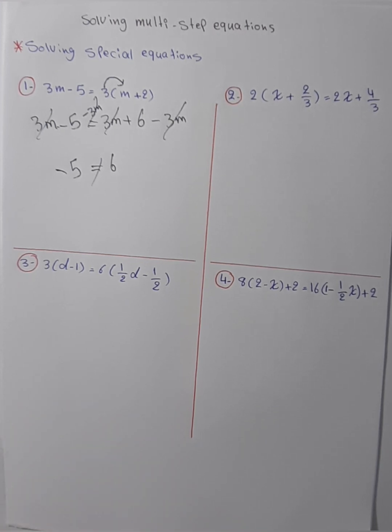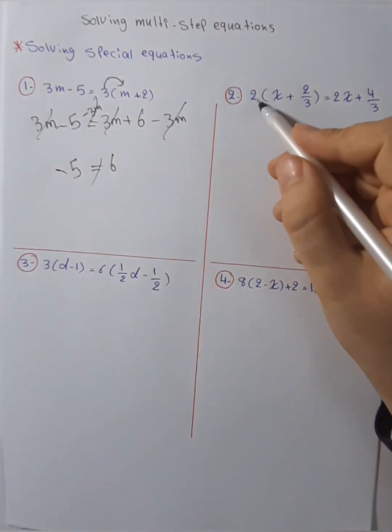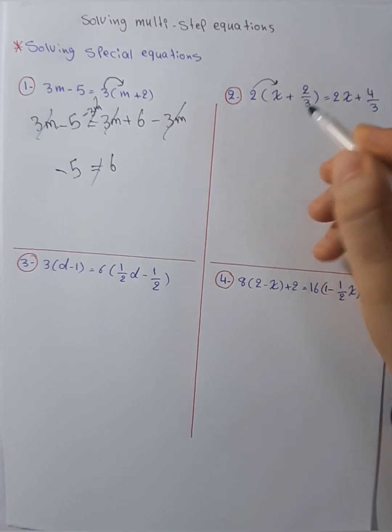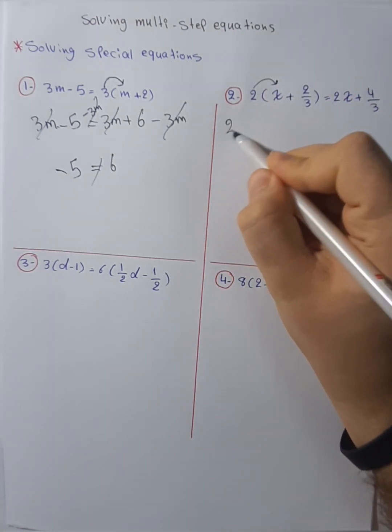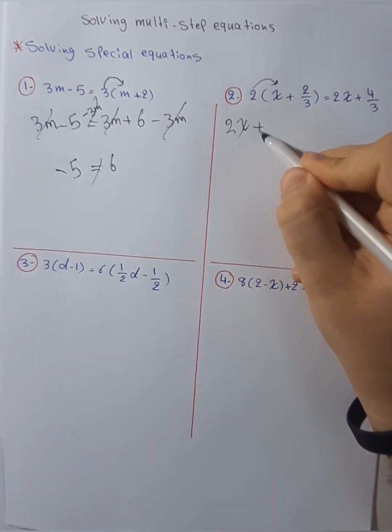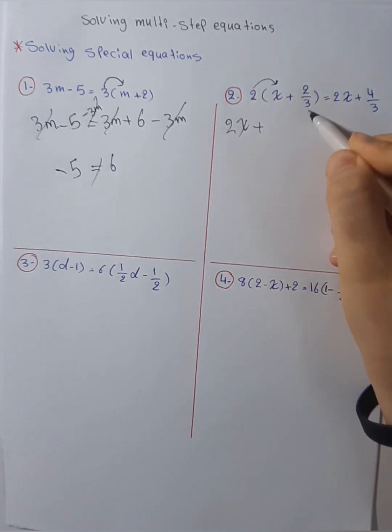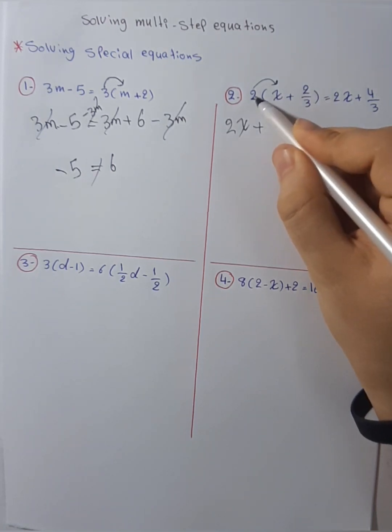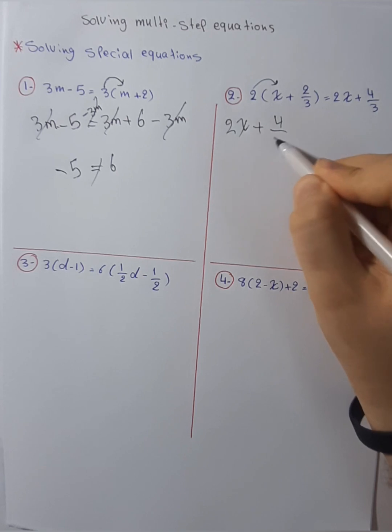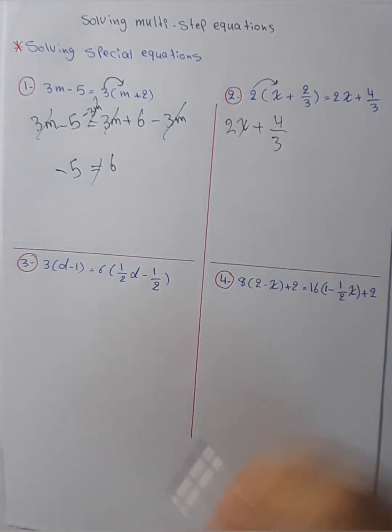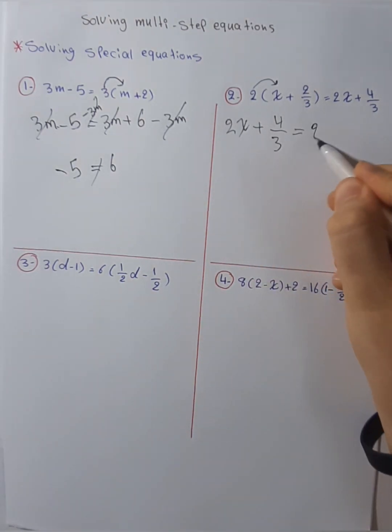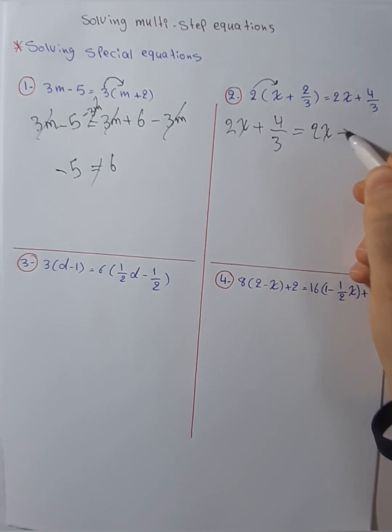Example number 2, we have this equation. First, we have to multiply this 2 into the bracket. 2 times x equals 2x plus 2 times 2 out of 3. It means 2 times 2 equals 4 out of 3, equal to 2x plus 4 out of 3.